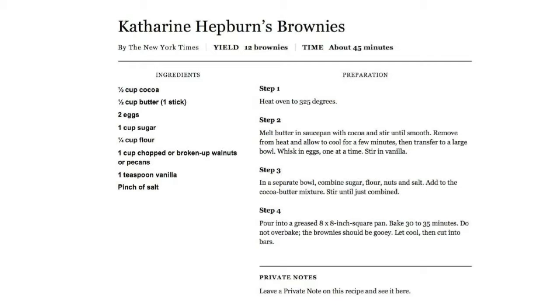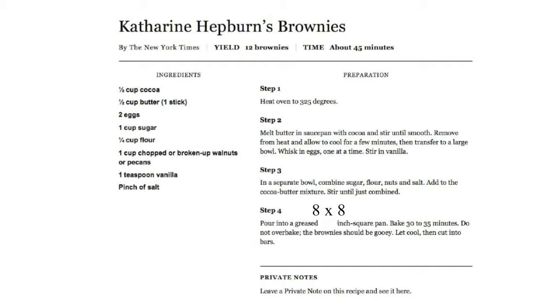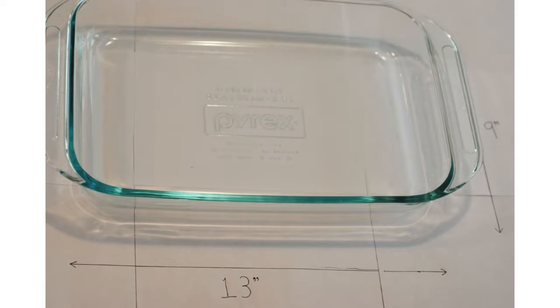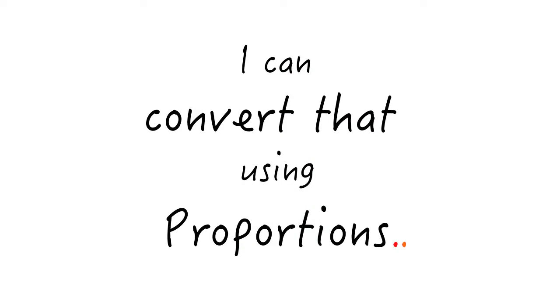I wanted to make brownies for my family, and so I looked online and found Katharine Hepburn's recipe. The recipe looked good, but there was a problem. The recipe called for a square 8-inch pan, and I only had a 9 by 13-inch pan. But I can convert that using proportions.